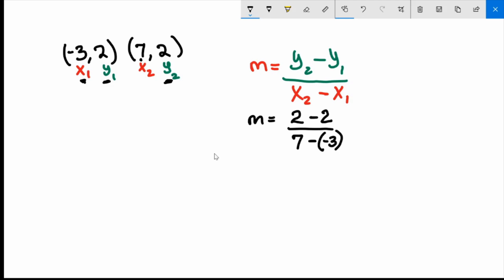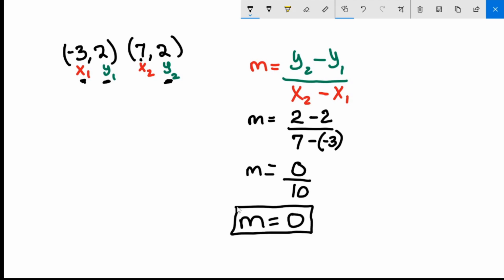So evaluating that, you get 2 minus 2 is 0, divided by 7 minus -3, which is 7 plus 3, which is 10. And 0 divided by 10: if you have nothing and you divide it among 10 people, each of them gets nothing. So that is equal to 0. So the slope m is equal to 0.